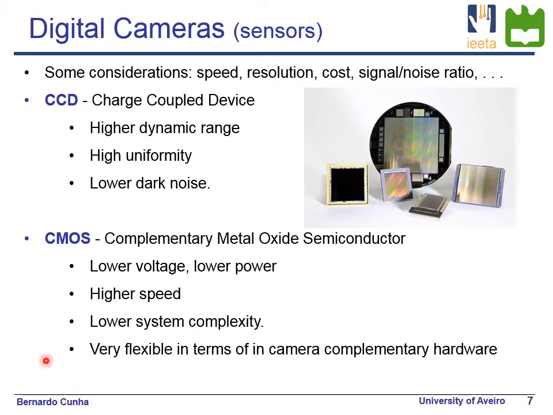And there is another plus, which is also very important: since CMOS is also the technology used for building digital computers, this is a very flexible solution in terms of complementary hardware that can be built inside the camera itself, which means that you can build a computer inside your own camera using the same technology, which means that the camera can produce an output which is already a pre-processed form of image, and in some cases can already produce information that is also already a characterization of some particular aspects of the image.